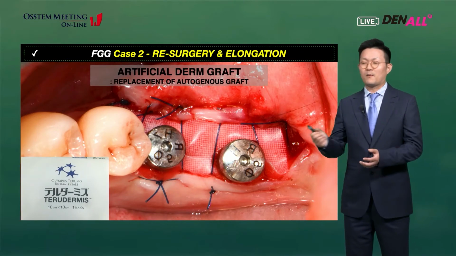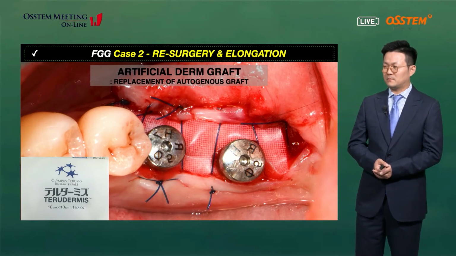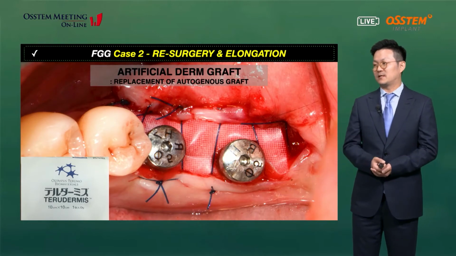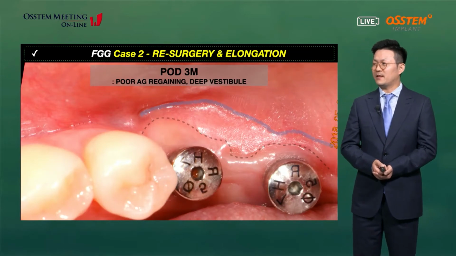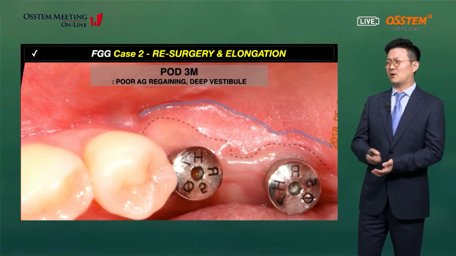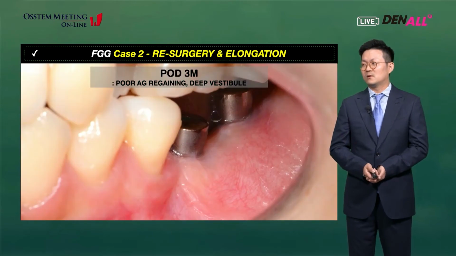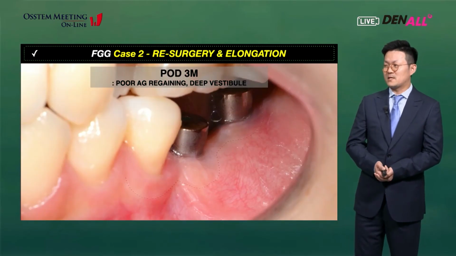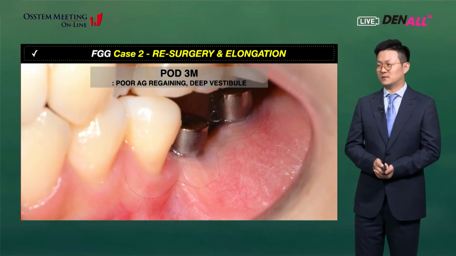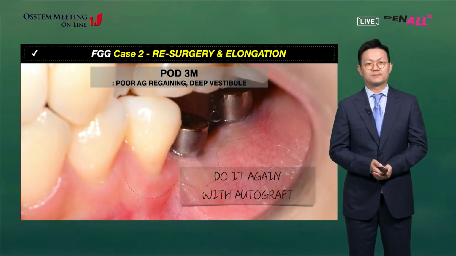The patient was worried about the morbidity of the donor side, so there's no option. So in this case, I have used this artificial dermis, and after 3 months, deep vestibular reconstruction was found, but poor attached gingival regaining was found too. So it is not satisfactory for me. Because this patient was a heavy smoker, I decided to do it again with the autograft.